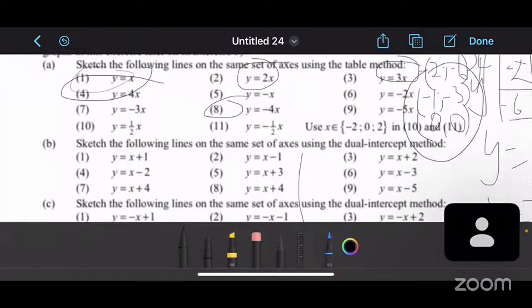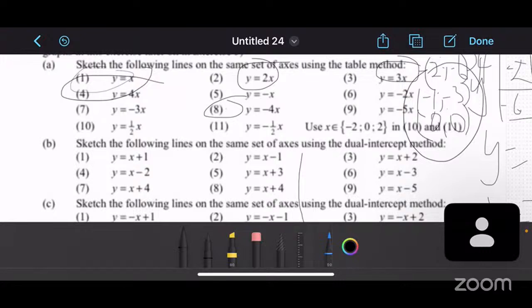Now let's try to do the dual intercept method. The dual intercept method is not so hectic. It's just going to be a reminder of how we did this. For the dual intercept method, you're going to try and get the y-intercept and the x-intercept. The y-intercept simply means that your x is equal to 0, and your x-intercept simply means the x value when your y is equal to 0.